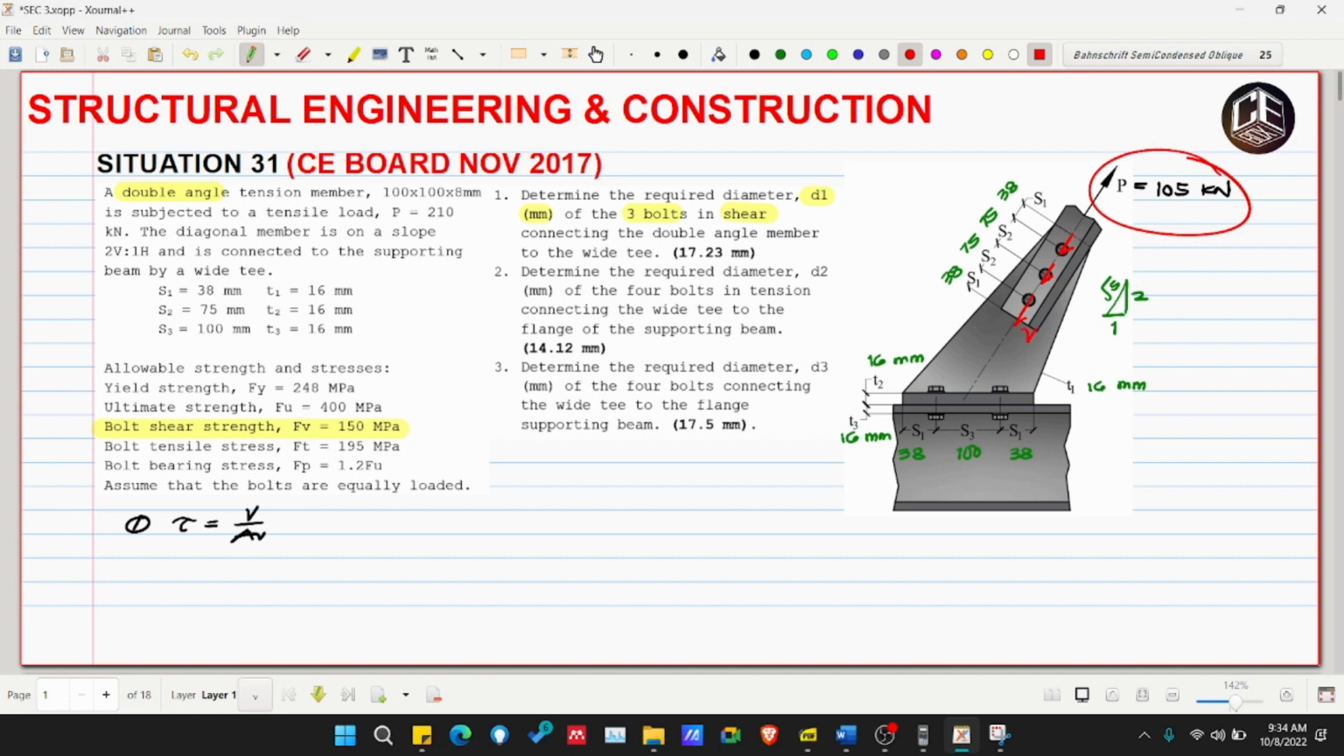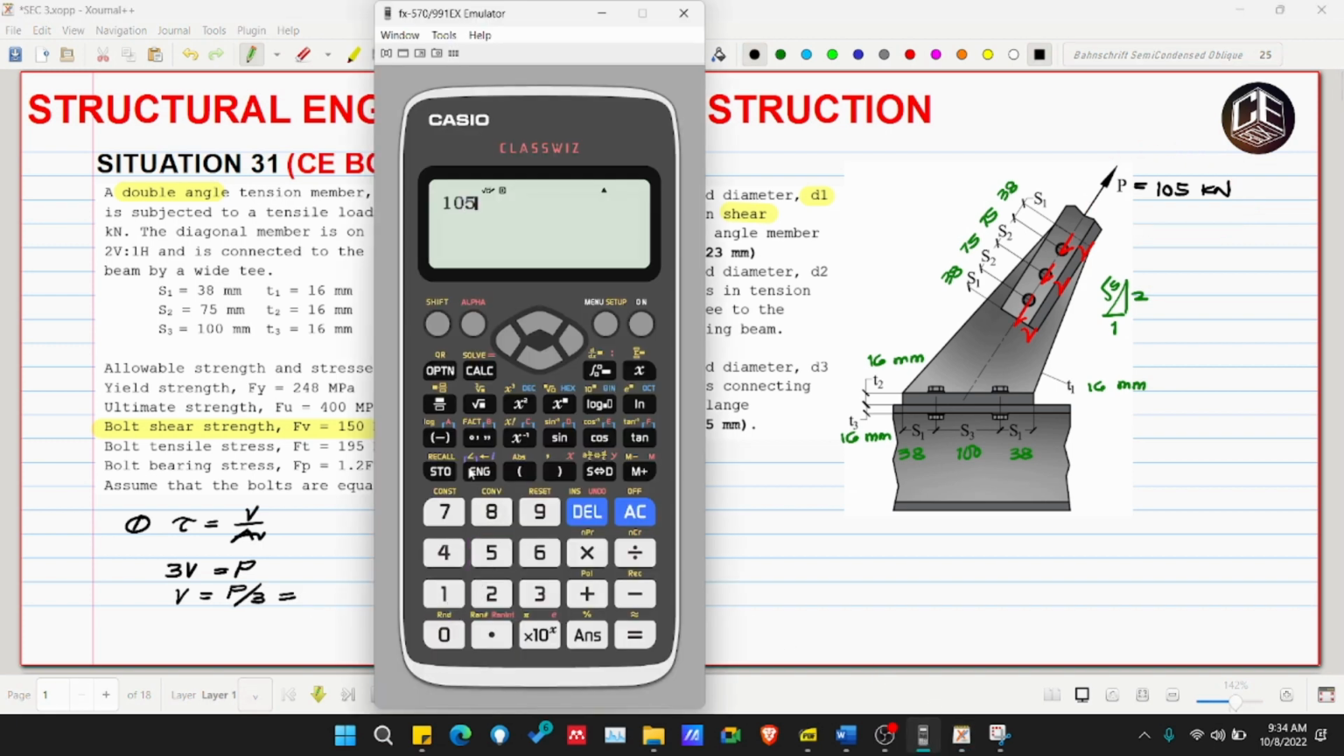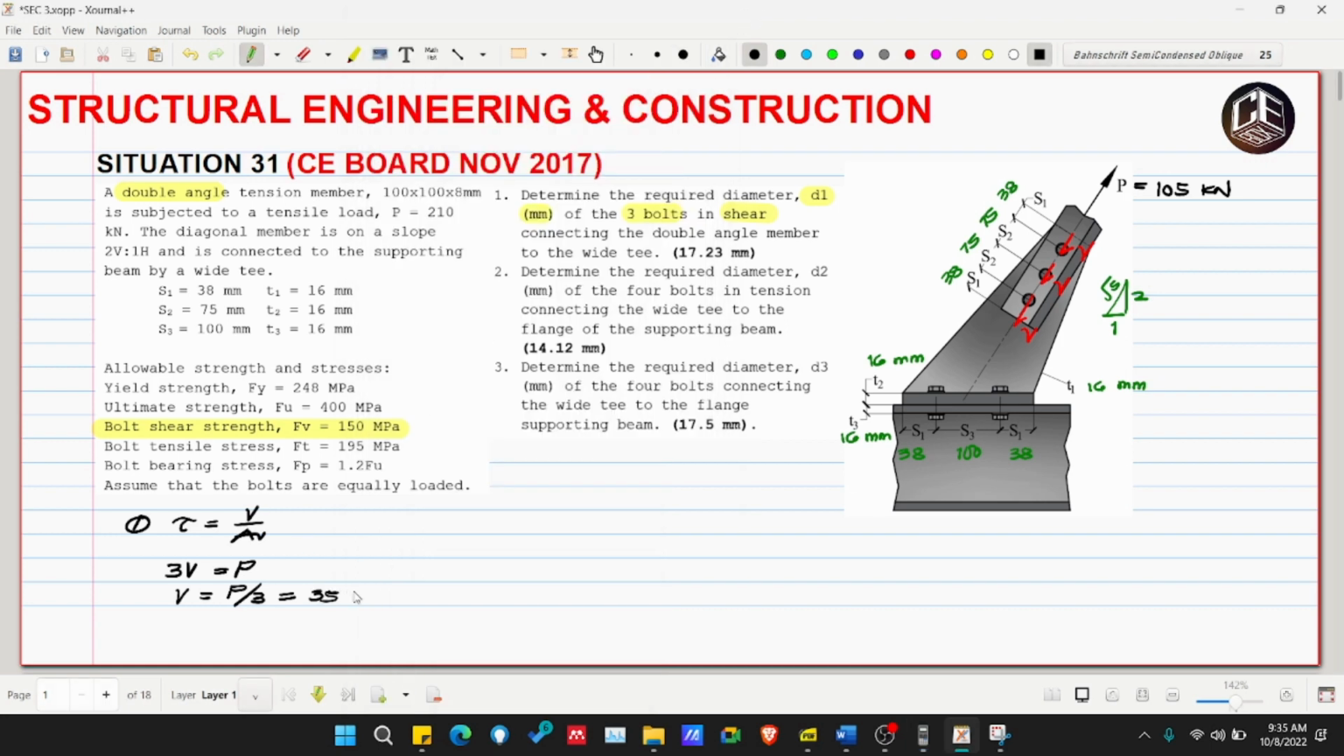Okay? So, this is V, V, and V. So, by equilibrium, yung ating 3V is equivalent to P. Kaya, ang ating V is equivalent to P over 3. So, 105 divided by 3. So, that is 35 kilonewton. Okay, so kunin natin dito yung ating area shear. Kukunin natin yung area shear kasi doon manggagaling yung ating diameter. So, area shear is equivalent to shear force V over allowable shear stress.